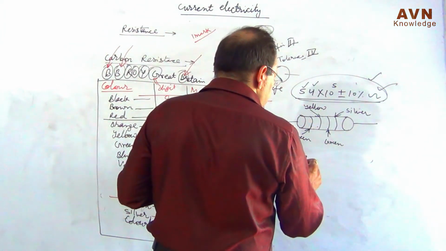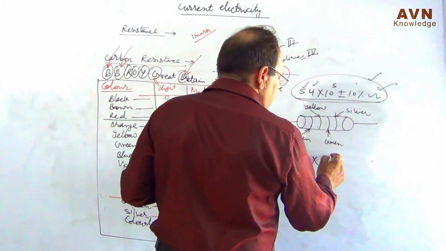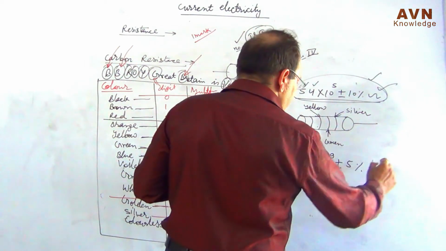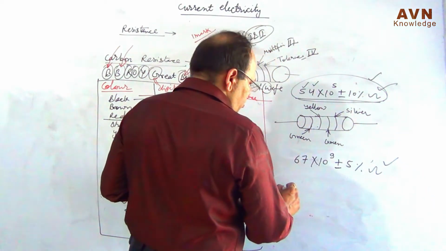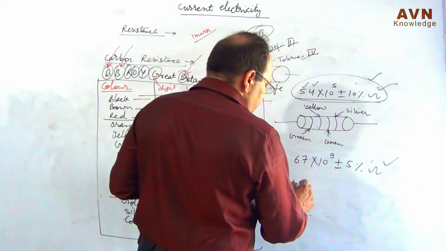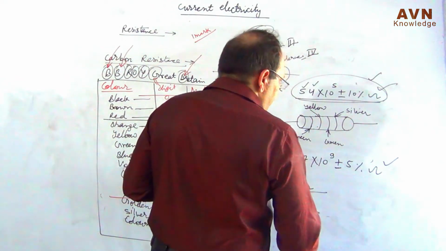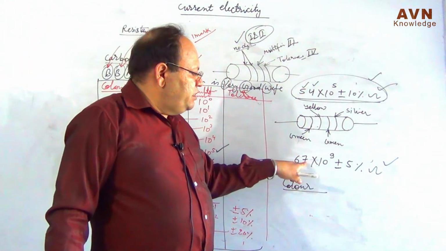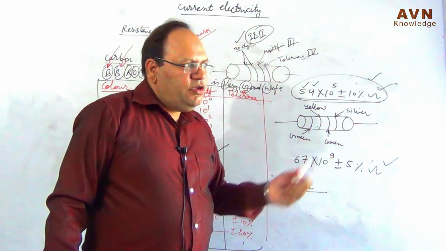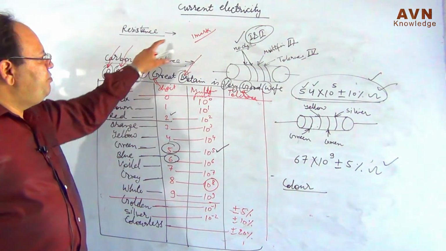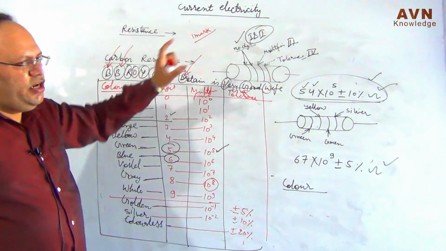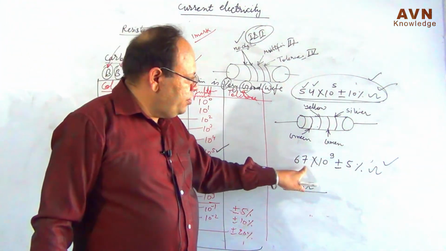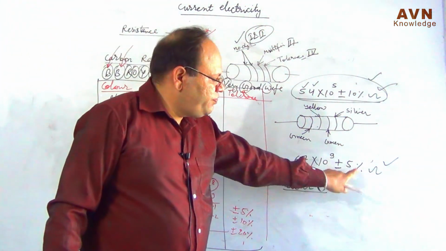If the resistance is 67 into 10 raised to the power 9 plus minus 5%, this question is given and you have to find the color code. If any color in the code is wrong, the whole answer will be wrong. So if the question is asked for 1 mark, you get 1 mark, not half marks. So what will be the color bands of 67 into 10 raised to the power 9 plus minus 5%?